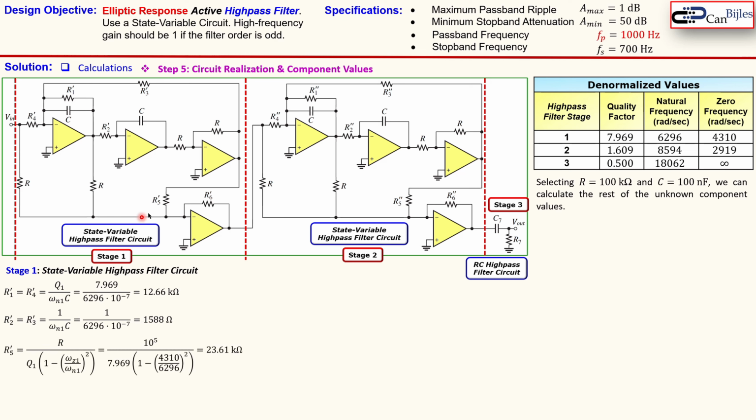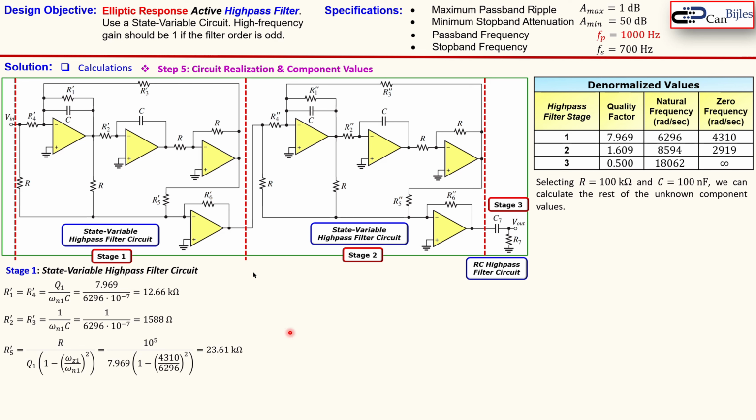The R5 prime, which is this resistor, is then given by this expression. See here the R we have selected, the Q1 from this stage, the zero frequency for the first stage, which is this, and the natural frequency. So if you substitute here again, you get here 23.61 kilo ohm.